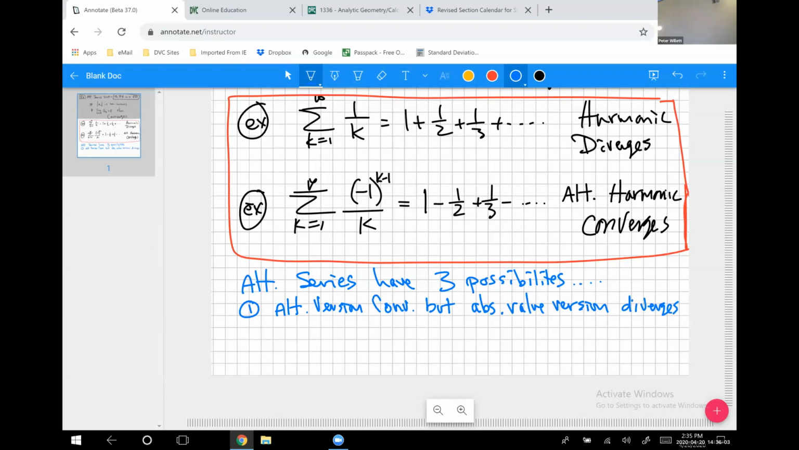So if the alternating series version converges, but the absolute value version diverges, then we say this converges conditionally. I think I am out of space or no? Yes. So that's situation 1.